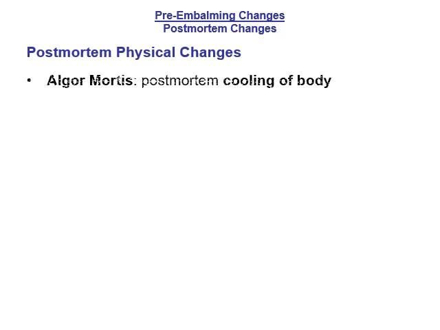The first one is algor mortis. That's postmortem cooling of the body. Now we saw agonal algor in the antemortem section. Again, algor means to cool. Agonal means beforehand, before death. So agonal algor is cooling of the body before you die. Algor mortis is cooling of the body after you die.